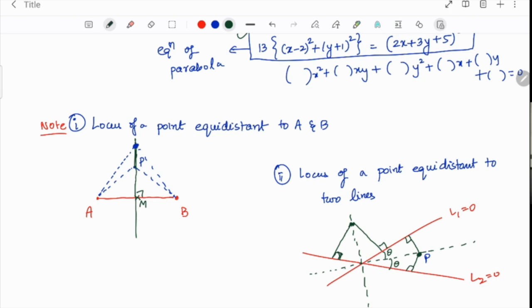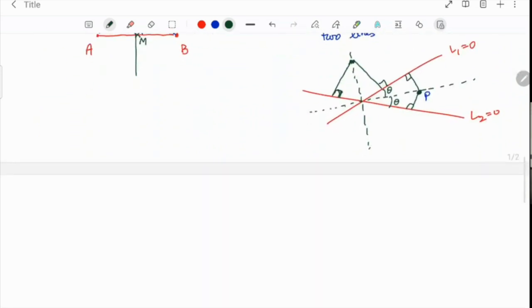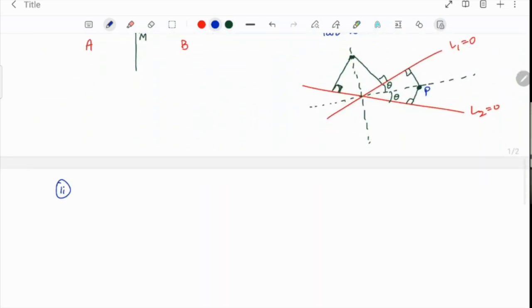Okay. So if I give 2 points and ask to find points at equal distance to the 2 points, then you will say the locus is the perpendicular bisector. If I give two lines and ask you to collect all points equidistant to two lines, then you will say the locus is the bisector. Okay. If I give 1 point and one line, okay, locus of a point equidistant to a line and a point. Okay. The point does not lie on the line.